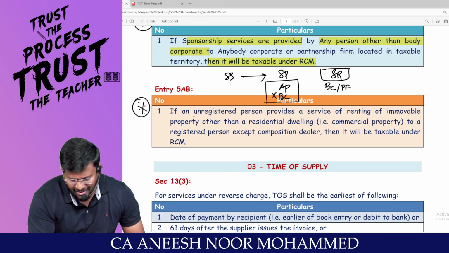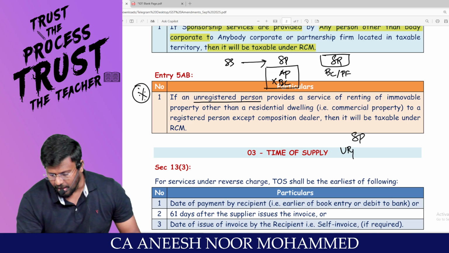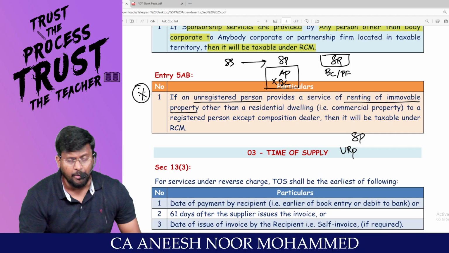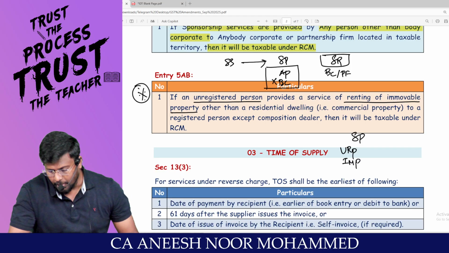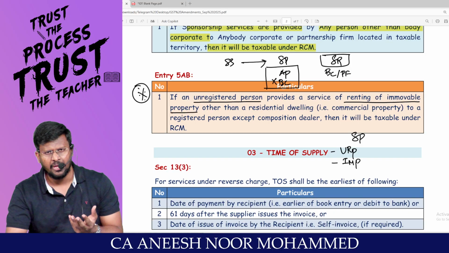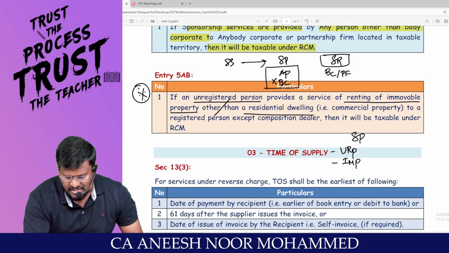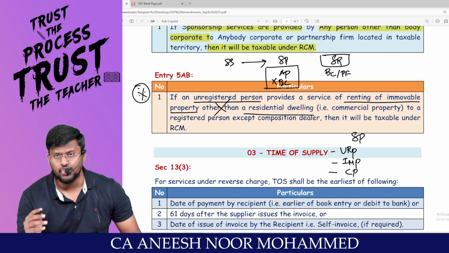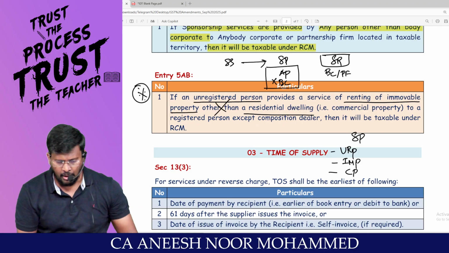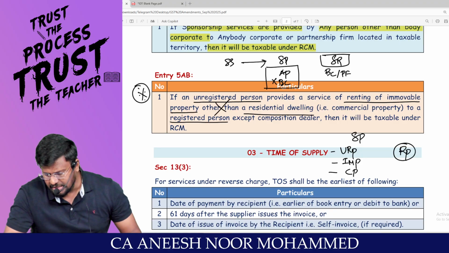Sir, if an unregistered person, that means I am a service provider. I am an unregistered person providing service of renting of immovable property. I am having an immovable property, so I am an unregistered person. Basically, I am a very weak person. I am providing service of immovable property other than residential dwelling. That means commercial property I am letting out to a registered person, my dear lovable students.